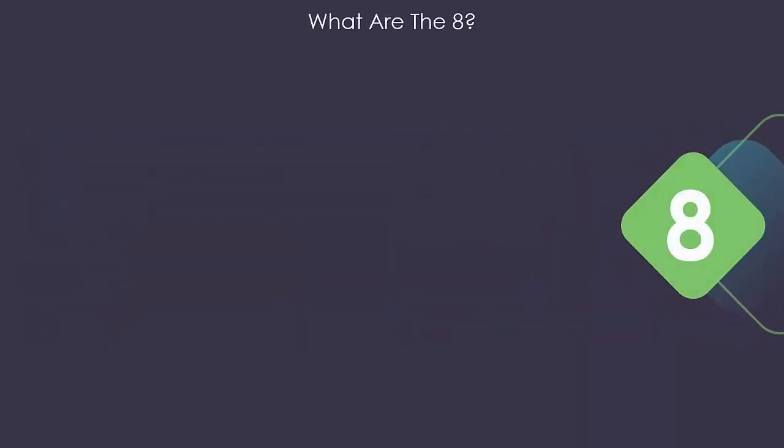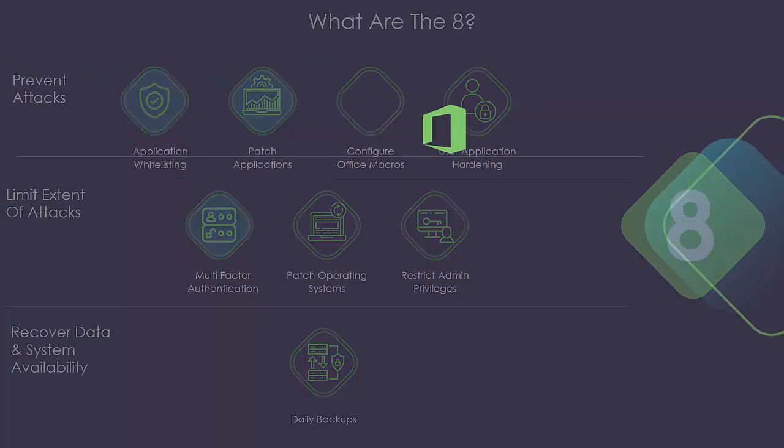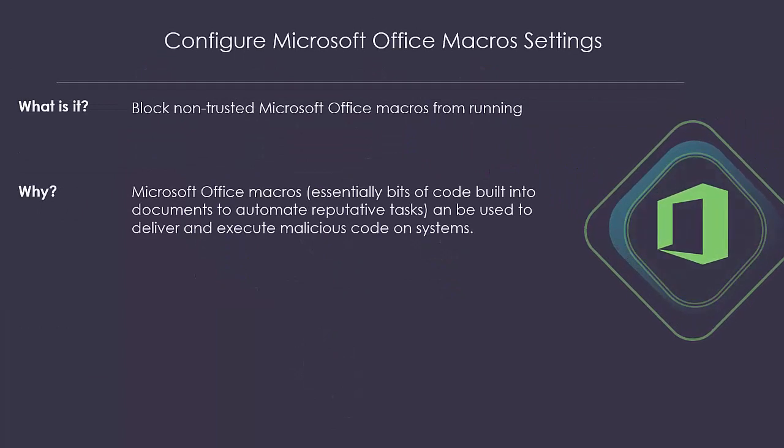We can fly through the next few in an attempt to keep boredom levels to a minimum. Next is configuring Microsoft Office macros. The ACSC's recommendation is to change the default macro settings in Microsoft Office to tighten things up. Macros are essentially bits of code embedded into Microsoft Office documents to automate tasks. They are often used in Excel to apply settings or pull in data.